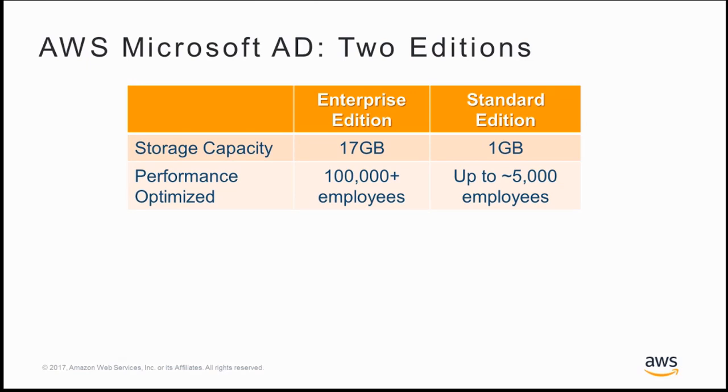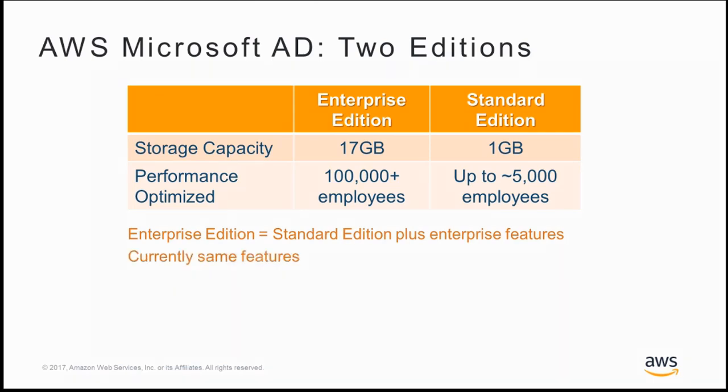We've performance optimized these so that the enterprise edition is for companies with 100,000 or more employees, and the standard edition is for small and mid-sized companies, up to about 5,000 employees. The enterprise edition has the same features as standard edition, plus some enterprise features. At the current time, the feature set is identical, but over time, we will be adding more features to the enterprise edition that are relevant to the largest enterprises.